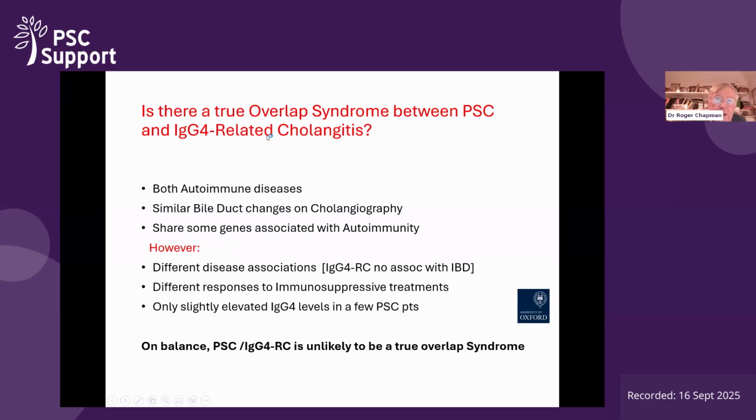So, to sum up, is there a true overlap syndrome between PSC and IgG4 cholangitis? They're both autoimmune diseases. They have some shared genes, but not very many. They do have similar bile duct changes, but they respond very well to steroids and immunosuppression therapy. They have different disease associations, and IgG4 really has no strong association with IBD, only a slight one. The IgG4 is only slightly elevated, and the levels in the few PSC patients affected are very low. So on balance, I think it's accepted that PSC and IgG4 disease are very separate conditions, and not a true overlap at this stage.